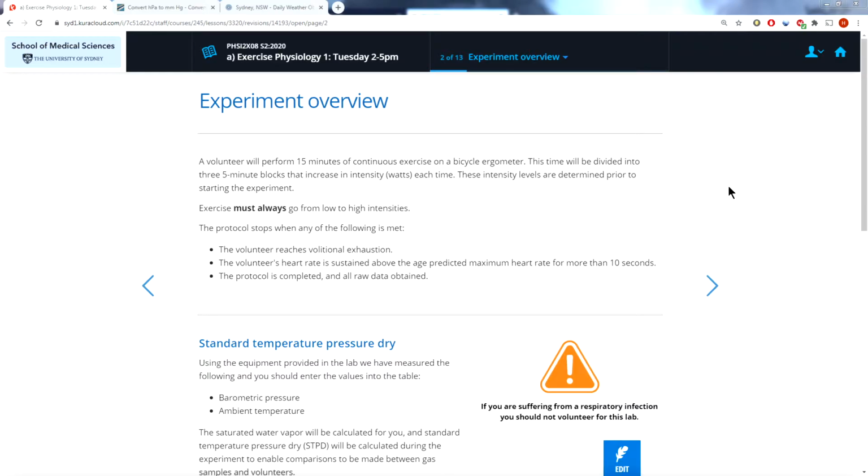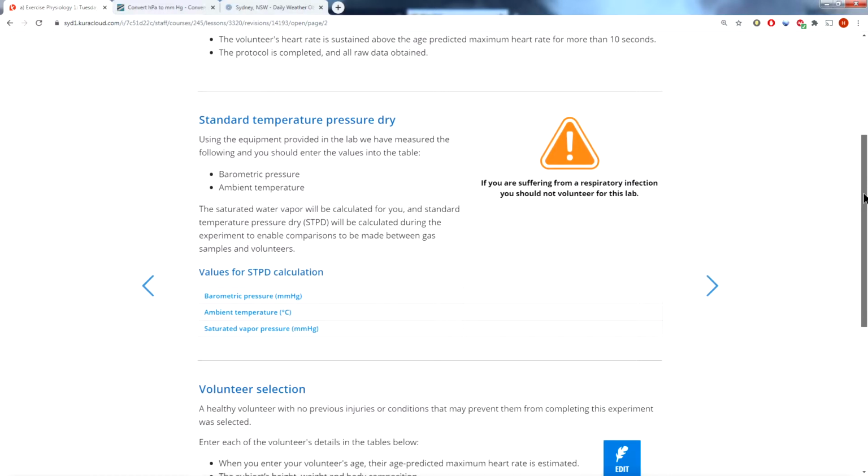Okay, now here we are on page 2, and this page describes the experimental overview, so roughly what it is that you'll be doing in this experiment. But there's also several parameters which we'll need to provide or obtain in order to carry out these experiments. And so that's what we're going to do here.